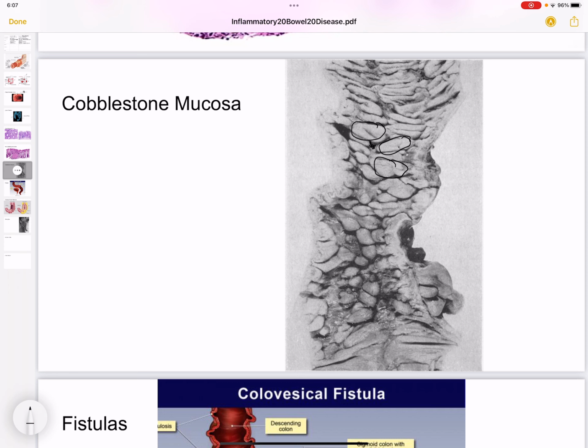Why do these deep invaginations occur? It's because of the transmural inflammation. The inflammation is going to occur in all the layers of the intestinal wall, so it is going to lead to these deep invaginations. And the reason why we don't see this in ulcerative colitis is because only the mucosa and the submucosa are impacted, so we don't get the deep invaginations that we get with Crohn's disease.